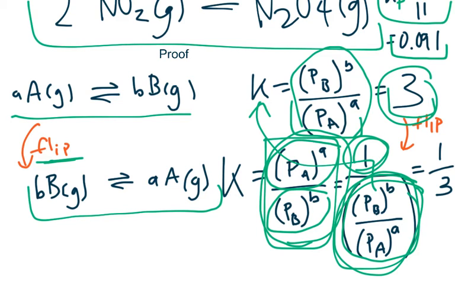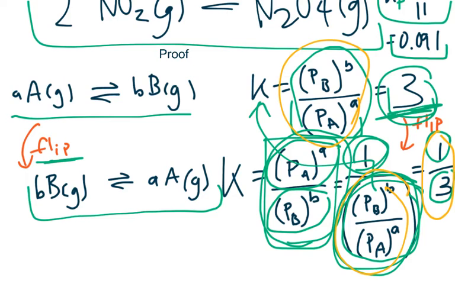So here I could take 1 over our old equilibrium constant to get our new equilibrium constant. And notice how you could pretend that 3 is equal to this, and since 3 is equal to that, then you could plug in 3 here and you would get 1 over 3 as the new equilibrium constant. And notice how they're just inverses of each other. So that's the proof, and that was pretty cool.